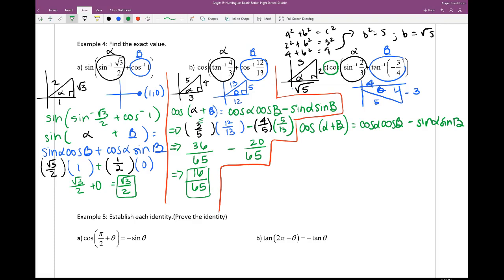All right, here we go. I'm going to see if I can plug it in, okay? Cosine of alpha is a left black triangle, so I'm gonna use black ink here. Cosine is adjacent over hypotenuse. Beta is my blue triangle, and it's cosine of beta, so it's 4/5. And then take away sine of alpha. Again, alpha is a black triangle, so I'm going to use my black ink. So 2/3. And sine of beta. Beta is -3/5. So those are the ratios of the triangles.